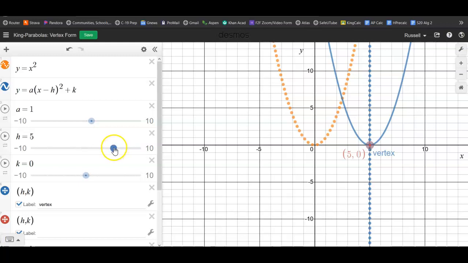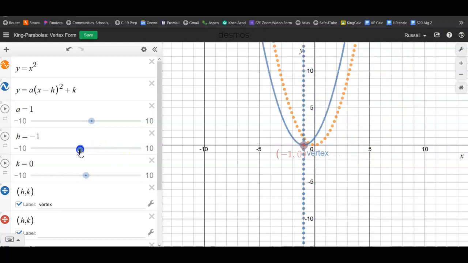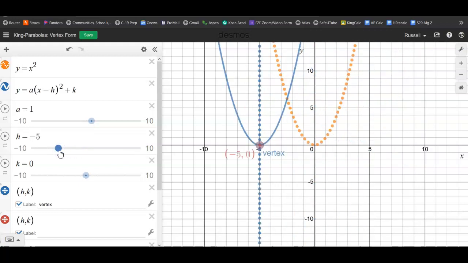Now, if we add a number to x, so it's x plus 5, that's what, when the h value is -5, it's x minus a -5, so we get x plus 5. It moves the graph to the left. This is a shift left by 5.